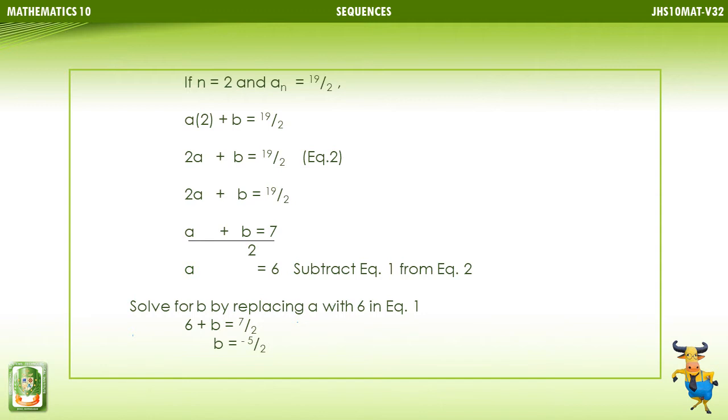2a plus b equals 19 halves. a plus b equals 7 halves. Subtract equation 1 from equation 2: a equals 6. Solve for b by replacing a with 6 in equation 1. 6 plus b equals 7 halves, b equals negative 5 halves.